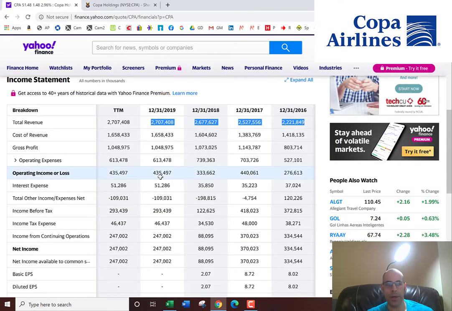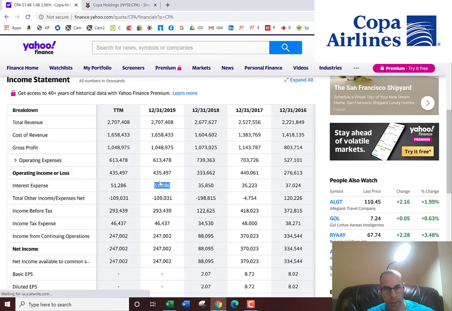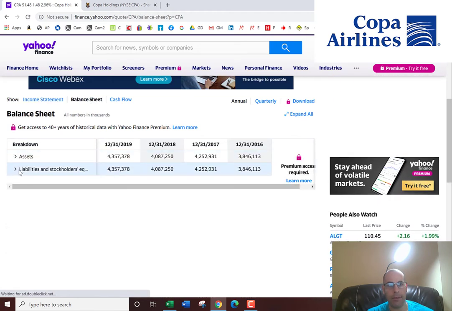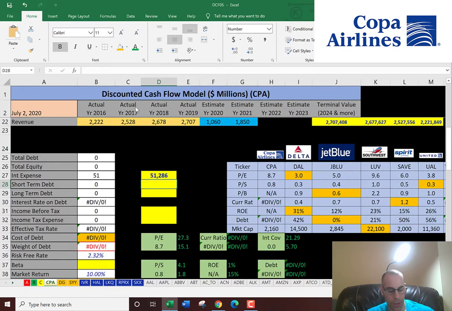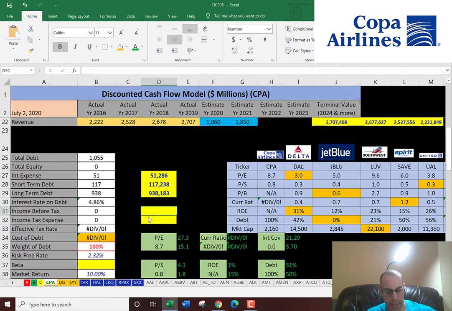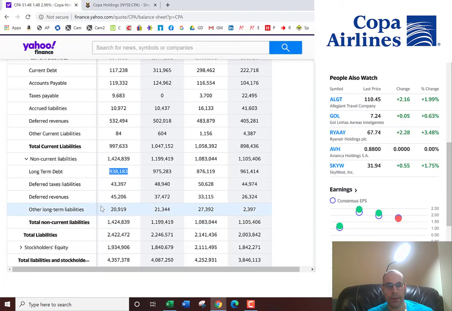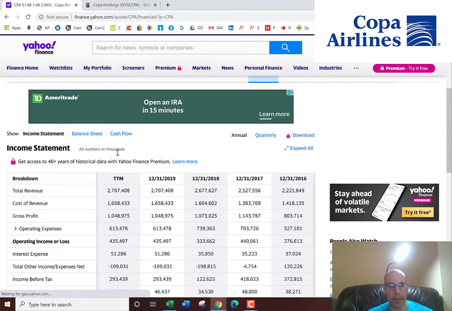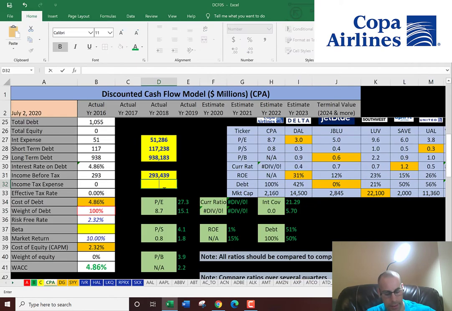Let's figure out that capital structure. So let's get their interest expense. That's the interest they pay on their debt. That's $51 million. And then let's see how much debt they have. We'll go to the balance sheet. We'll go to the liability section. And the current liability shows their current debt of $117 million. That's debt due within 12 months. And their long-term liabilities shows their long-term debt of $938 million. That's debt due after 12 months. And they pay 4.9% interest on their debt. Let's get their effective tax rate because interest payments are tax deductible. So their income before tax is $293 million. And their income tax is $46 million.